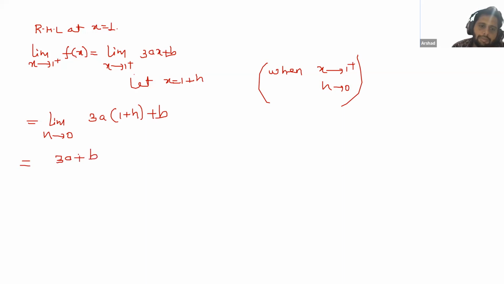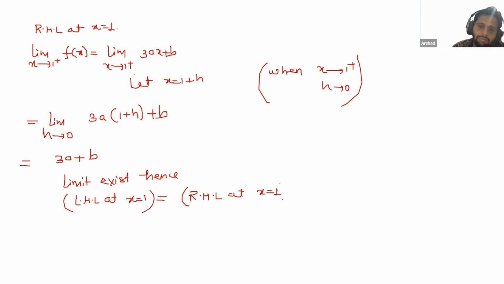3a plus b. Okay, we'll put the limit. We will get this. So this is RHL. Limit exists, because it is continuous. Hence, LHL at x is equal to 1 is equal to RHL at x is equal to 1.